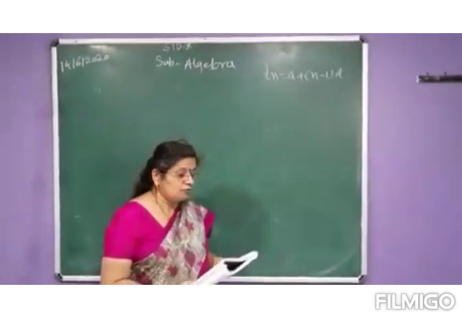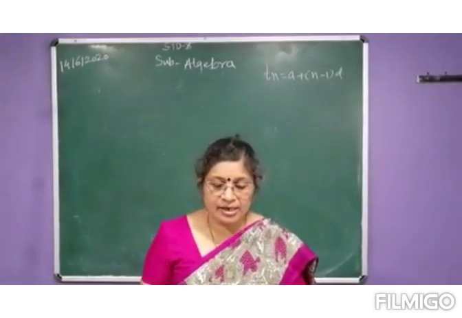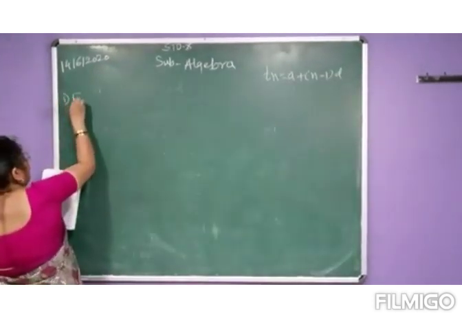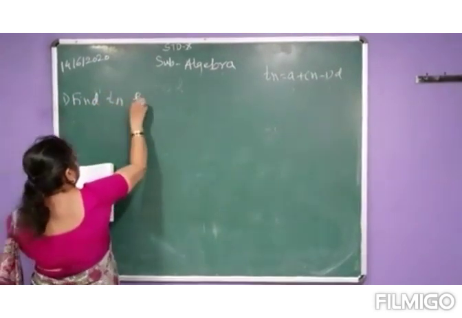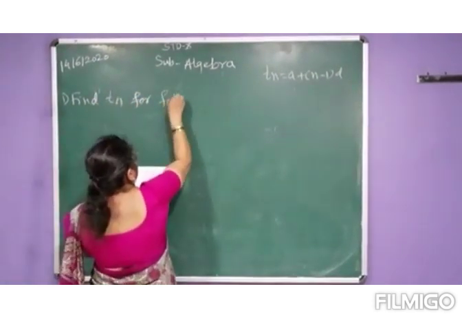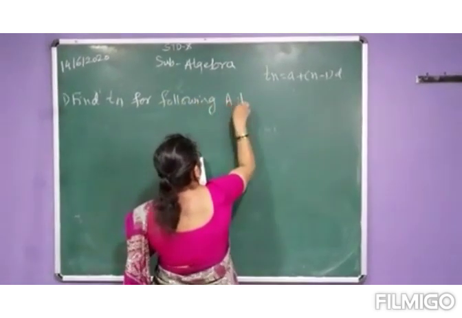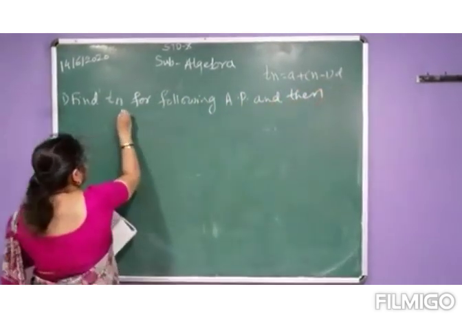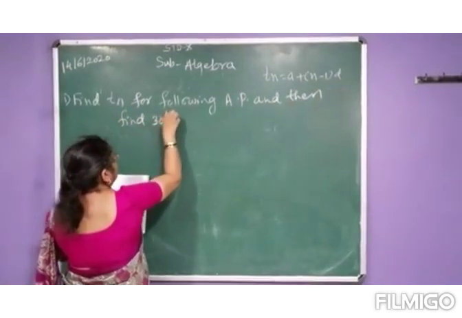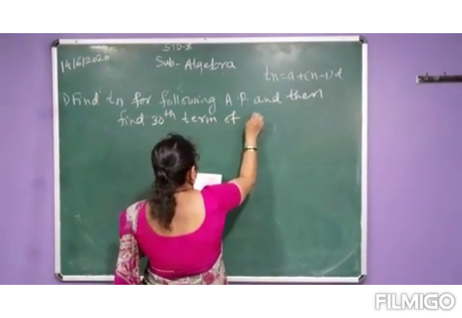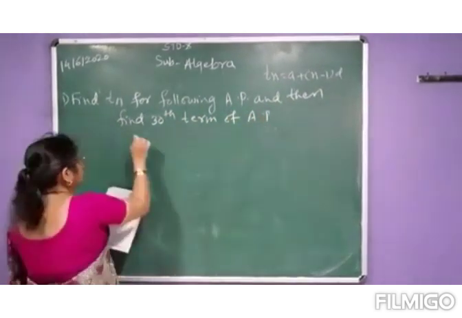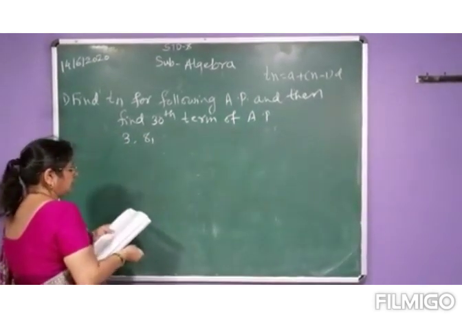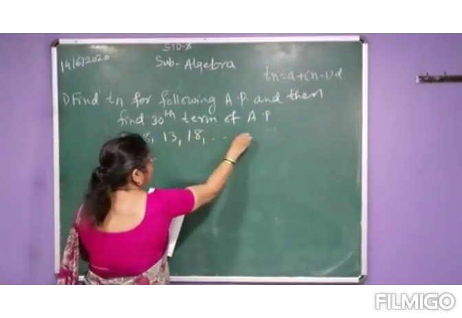Now the first example. Find Tn for the following AP and then find the 30th term of the AP. What is the question here? Find Tn for the following AP, and then find the 30th term of the AP. Now see here, what is the AP given? 3, 8, 13, 18. This is the AP given.